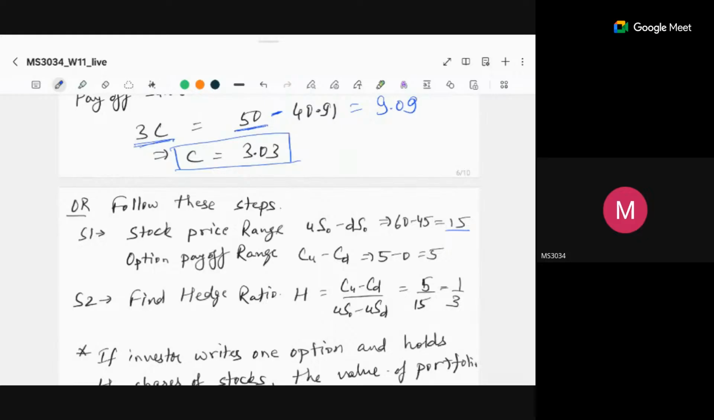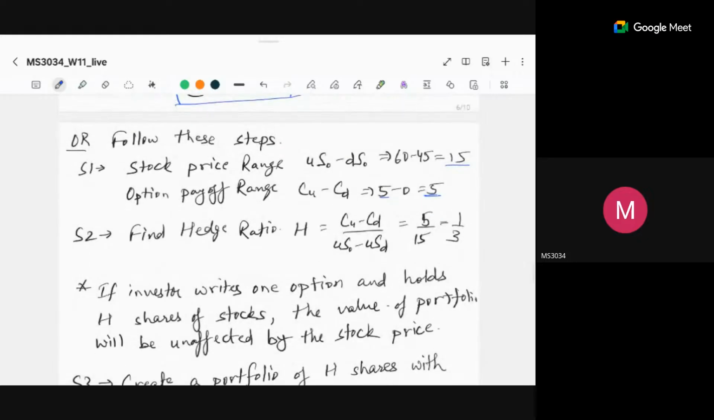And the option payoff range: there are two possible payoffs for my option. If my stock price is higher, then my option payoff is 5. If it is lower, then my option payoff is 0. Then I have my option payoff range. In the next step, you find the hedge ratio. You just take the ratio of the option payoff range and the stock price range. If you do this, you find your hedge ratio to be 1/3.